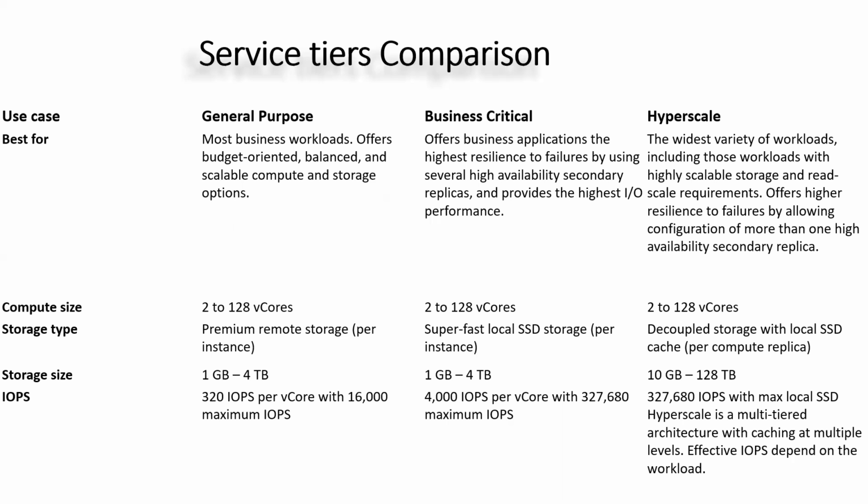General Purpose and Business Critical are database architectures only. But if you come to Hyperscale, the architecture itself is different. Behind the scenes, they use Kubernetes services. That is why it is much faster compared to General Purpose and Business Critical. And also there are no limits in Hyperscale, so many features we can make use of.